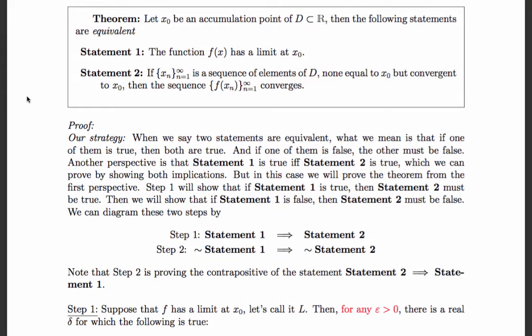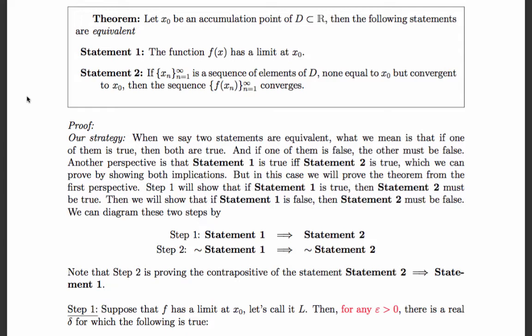Before we get into the nuts and bolts of the proof, let's huddle up and talk strategy. When we say that two statements are equivalent, what we mean is that if one of the statements is true, both are true. And if one of them is false, the other must be false. So in fact, one perspective is to say that statement 1 is true if and only if statement 2 is true. And that is a valid perspective. And of course, we can prove the theorem by showing statement 1 implies statement 2, and statement 2 implies statement 1.